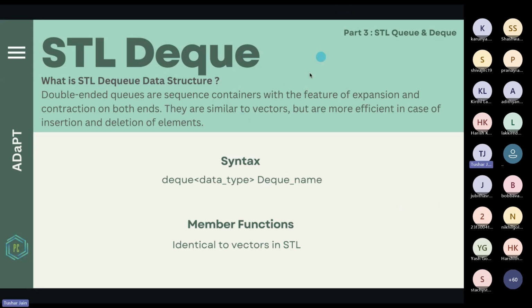The next is STL deque. Deque is a double-ended queue and is a container which can work as a queue from both directions. So we can add from both directions, and we can remove from both directions. A lot of the functionality of deque is similar to vectors, but it is more efficient in insertion and deletion of elements.